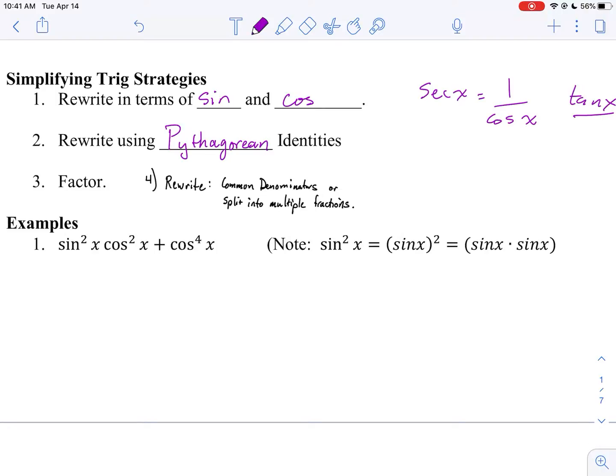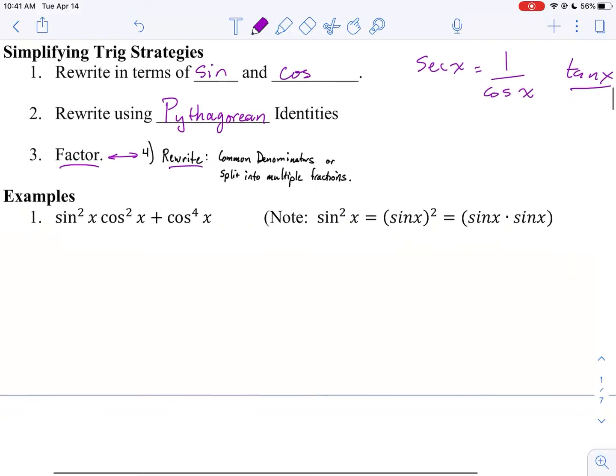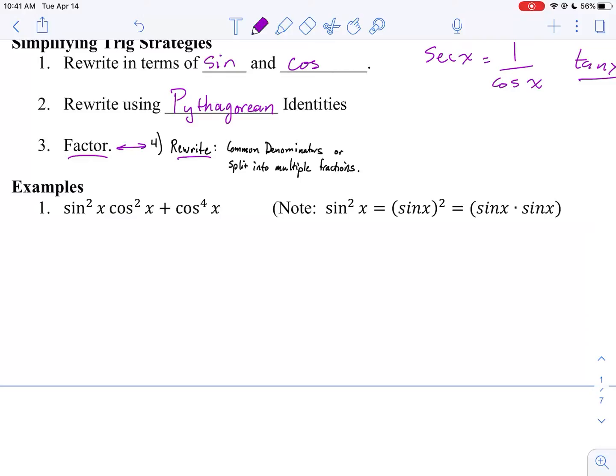Another is rewrite using the Pythagorean identities. That's going to be useful as well, and we talked about those in a previous video. Using factoring is going to be a strategy, and then just really 3 and 4 are kind of similar here. Rewriting, sometimes that's just getting common denominators and putting together, or else splitting a fraction into multiple fractions, kind of reverse breaking it apart, really. And so let's go ahead and take a look at the first example here.